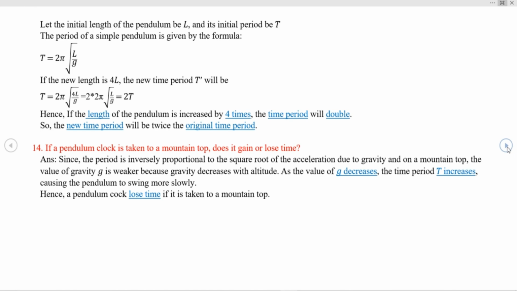Last question we have is, if a pendulum clock is taken to a mountain top, does it gain or lose time? For this question, our answer should be like, since the period is inversely proportional to the square root of the acceleration due to gravity, and on the mountain top, the value of gravity g is weaker because gravity decreases with altitude. As the value of g decreases, the time period T increases, causing the pendulum to swing more slowly. Hence, a pendulum clock loses time if it is taken to a mountain top.